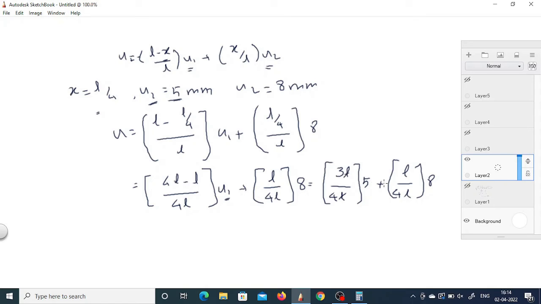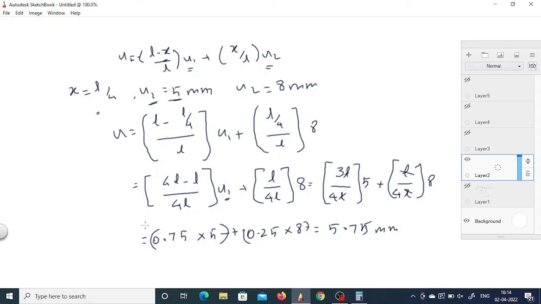Now I can cancel L in the numerator and denominator. 3 by 4 I can write as 0.75 into 5. And in the second term, 1 by 4 I can write as 0.25 into 8. If I simplify, I get 5.75 mm, which is the displacement at x equal to L by 4. After that, we can identify the other displacements.